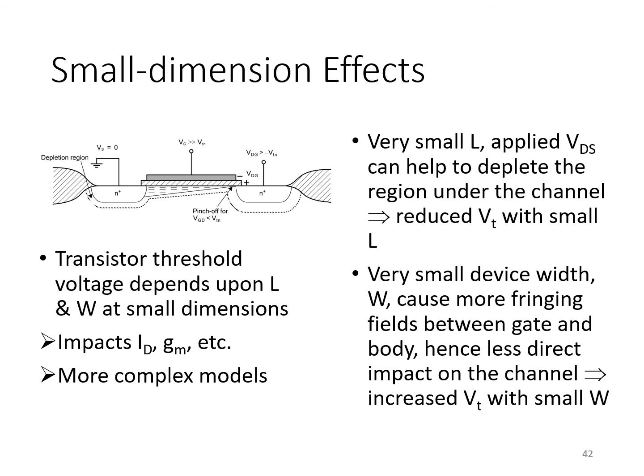There are additional effects that arise in very small dimension transistors. In fact, the transistor threshold voltage itself depends on the transistor dimensions, W and L. Again, these are some of the reasons why transistor model parameters can get so complicated. They need to capture all these effects. So you can imagine if the threshold voltage changes, that's going to have an impact on virtually everything we care about: drain currents, transconductances, and we need complex models to capture that.